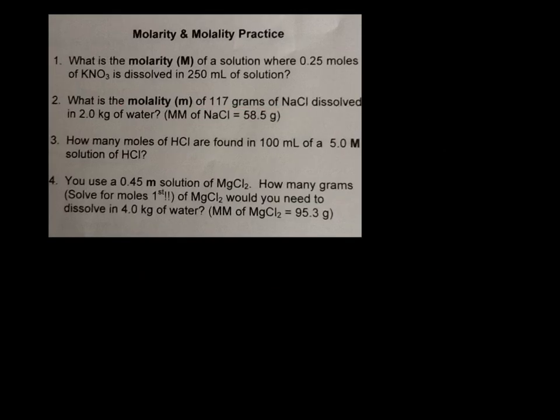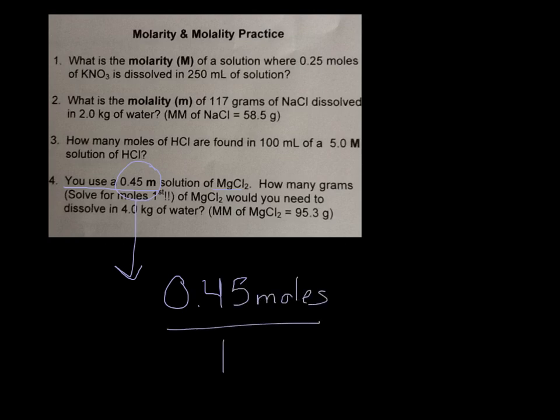Now, how can we figure out how to make a certain molality solution? We're going to use our proportions again. In this one, we use a 0.45 molal solution of MgCl2. How many grams, make sure you solve for moles first, of MgCl2 would you need to dissolve in 4 kilograms of water? Notice once again you have your molar mass. Let's start out by taking our molality and turning it into a proportion. What does 0.45 molal mean? It means we have 0.45 moles over 1 kilogram.